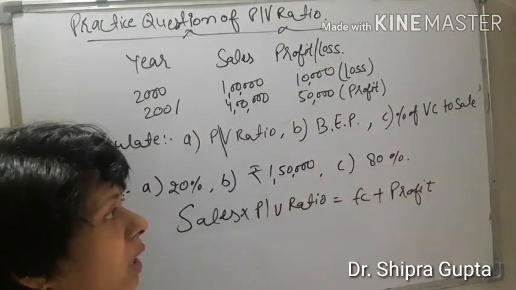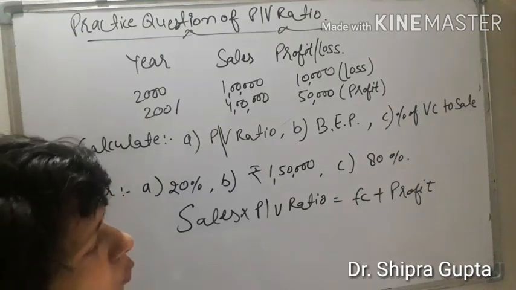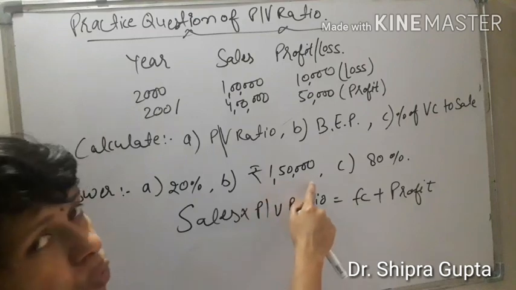And when you find out fixed cost, then you will apply the formula of break even point. Break even point formula is fixed cost upon PV ratio. Then you will find it in rupee terms. Then its answer is rupees 1,50,000.